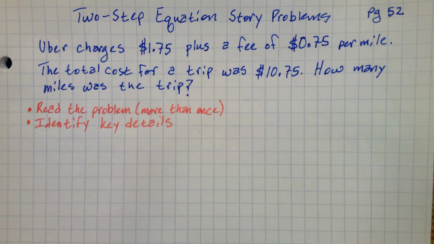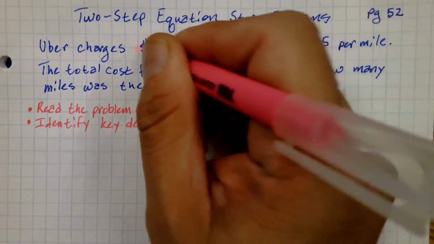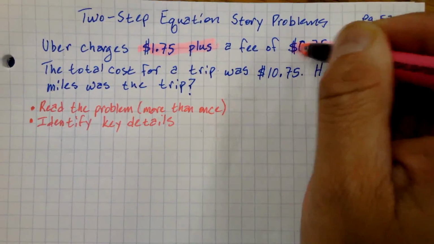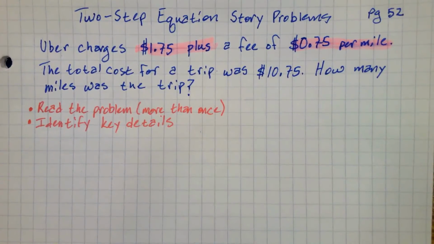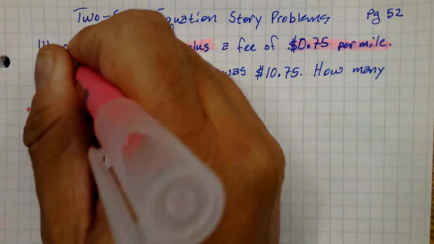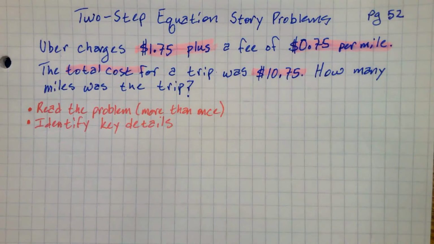So let's see, we need to know that Uber charges $1.75 plus a fee of 75 cents per mile. That's important. Anything else we want to know? Yes, Kayla. The total cost of the trip? Yeah. Total cost was $10.75.